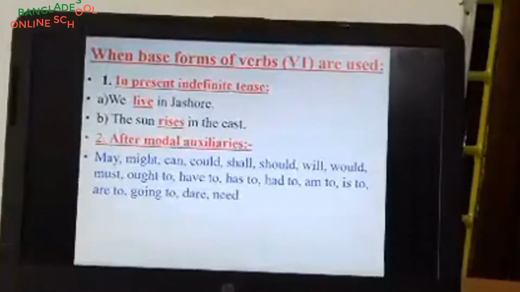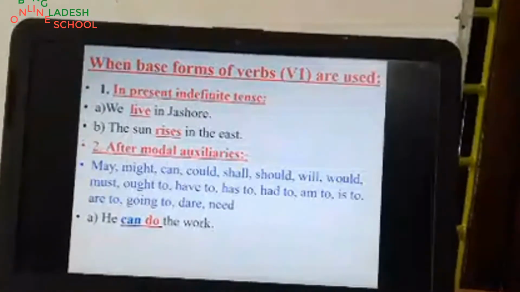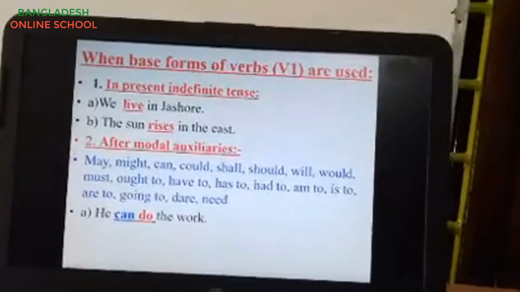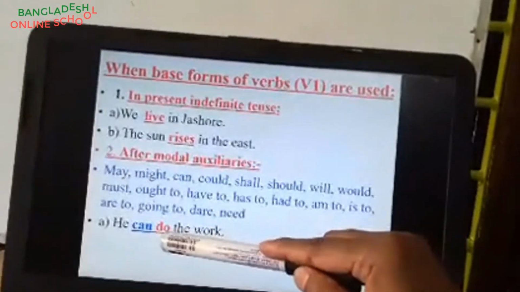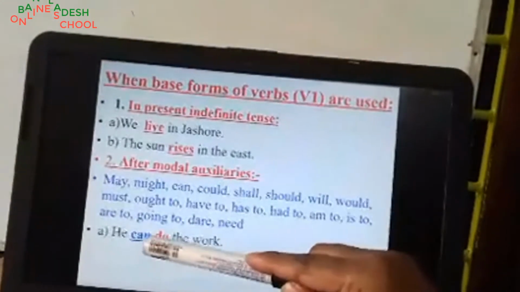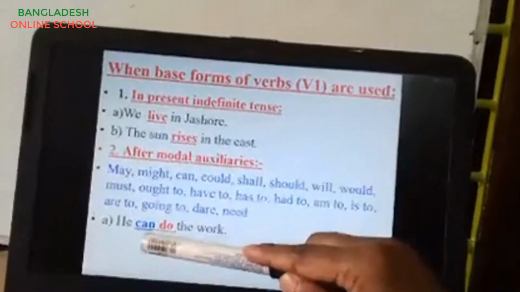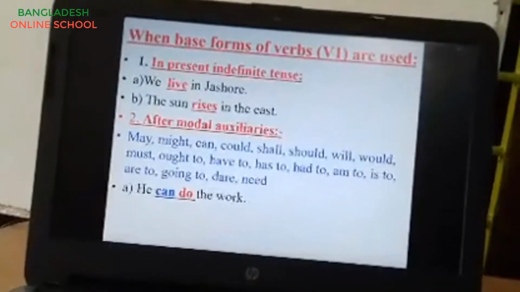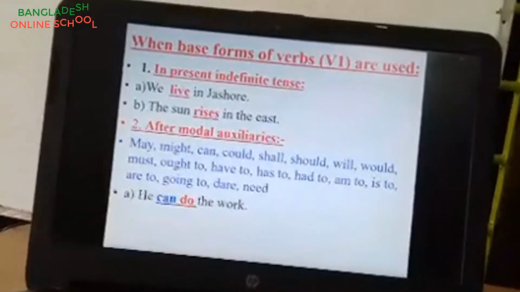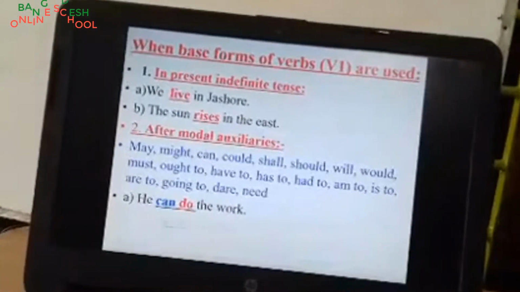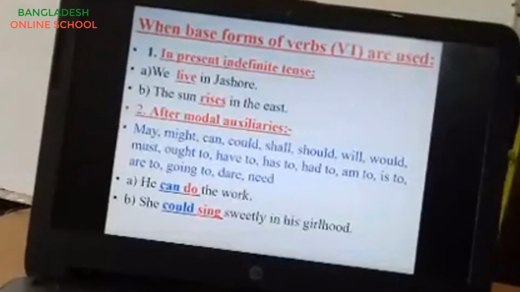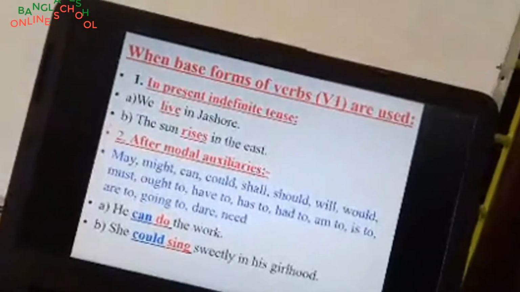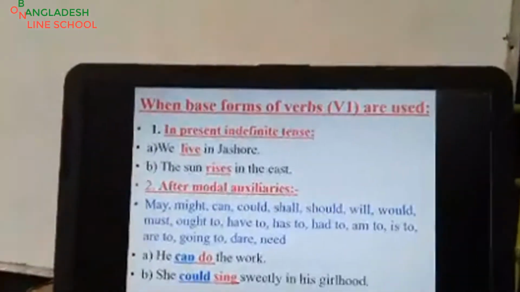Okay, see the example: he can do the work. Here can is a modal auxiliary, and after can, do is used, because here can is a modal auxiliary. That is why after can, do is used. We see the next example: she could sing sweetly in her girlhood. Here you can see after could, sing is used.